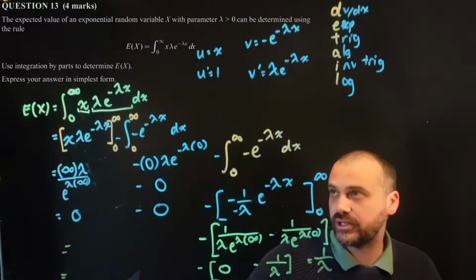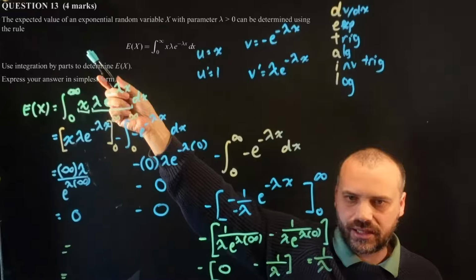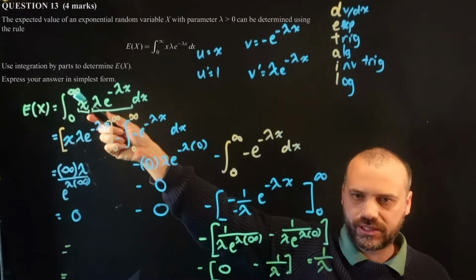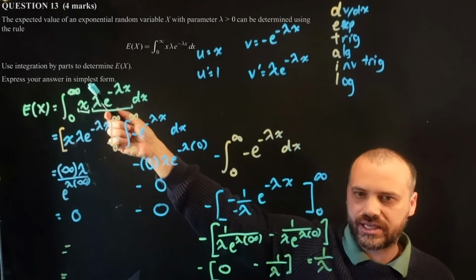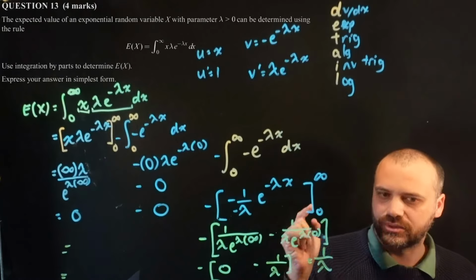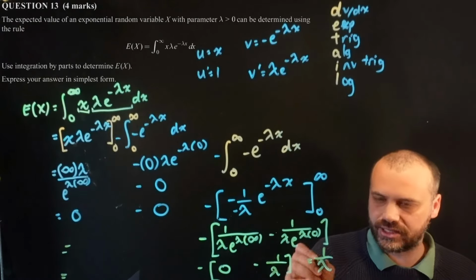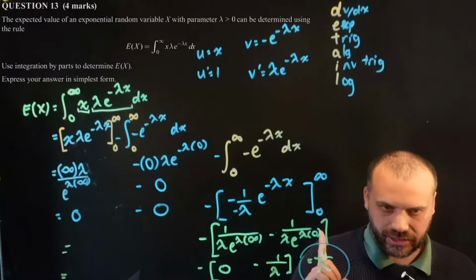Let's be very, very clear here. What was the question asking us to do? It was saying the expected value is given by this formula. Use integration by parts. I did that. I did a bunch of calculations. Express your answer in simplest form. I've made it all the way down to E of X, the expected value, is equal to 1 over lambda.